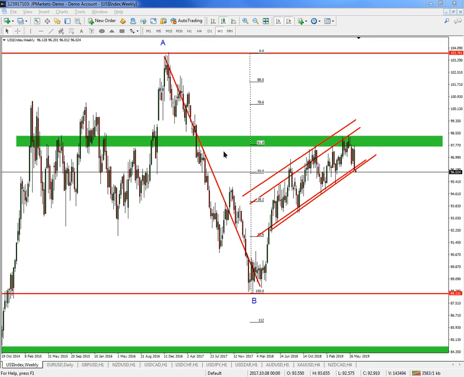Okay, let's have a look at the weekly chart on the dollar index. On the dollar index weekly chart, I said from the start, remember, what I say is just my opinion. It's my speculation of the market. It's my thoughts of what the market conditions are like. It does not mean I'm right. It also does not mean I'm wrong. We're just trying. No one knows for sure whether it's going to go up or down.